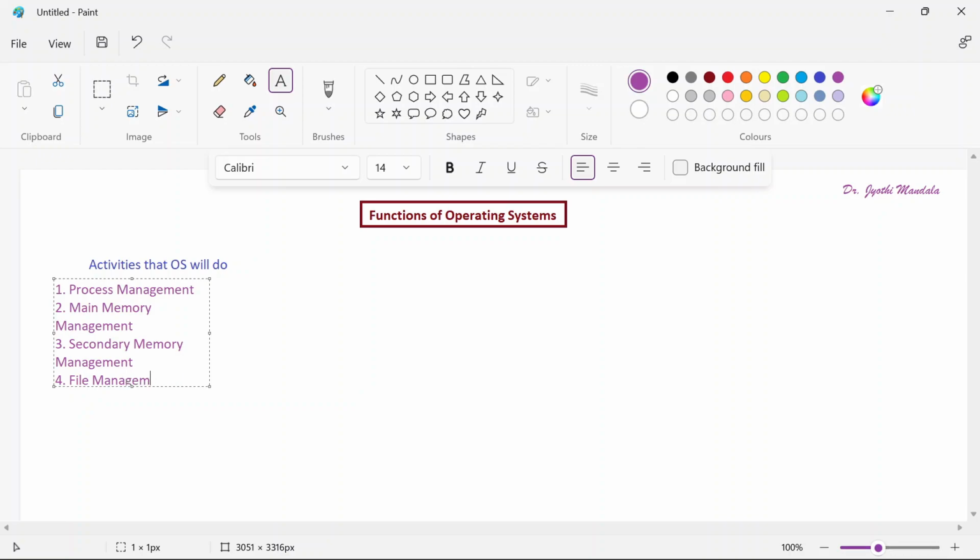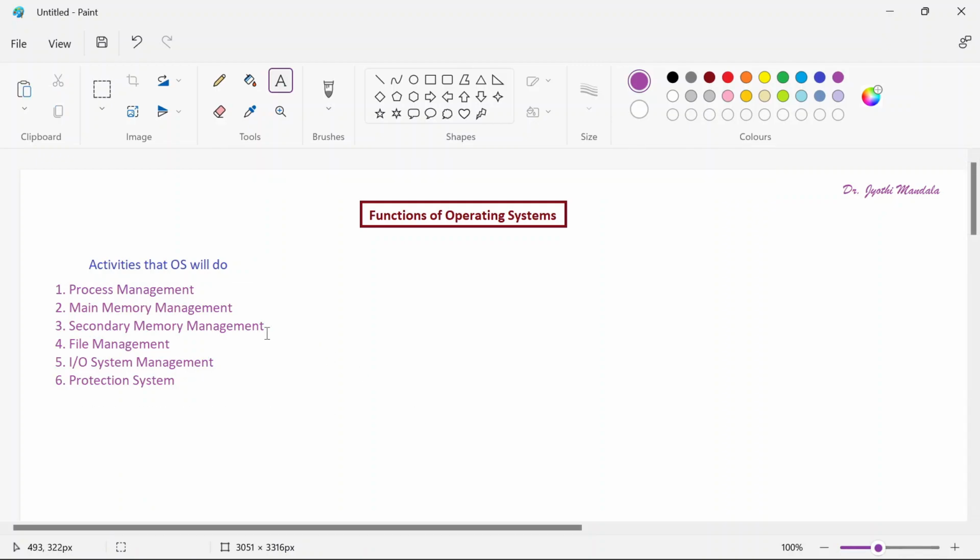Next one is IO system management. And one more we can consider is the protection system. Alright, so these are the main activities that the operating system does. So let us see them one by one in detail. In brief, we'll have a discussion on this.